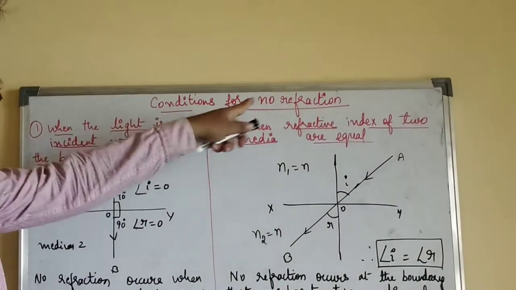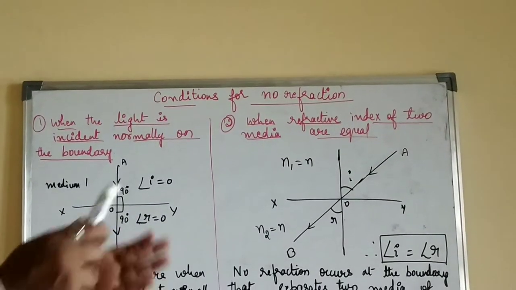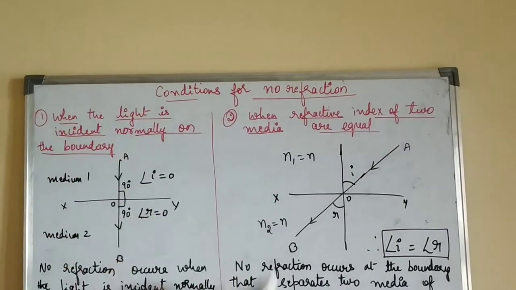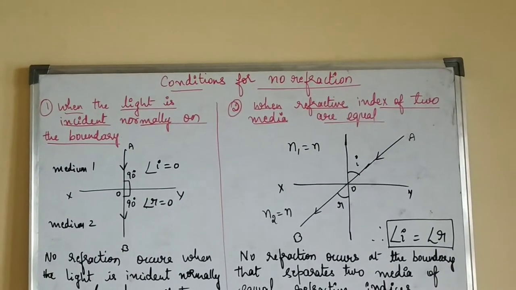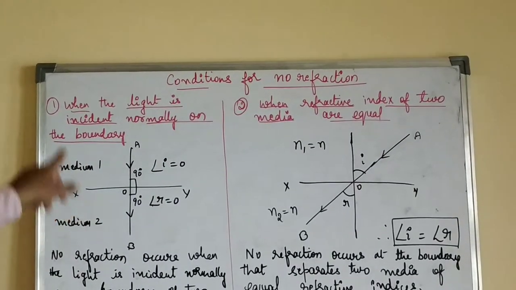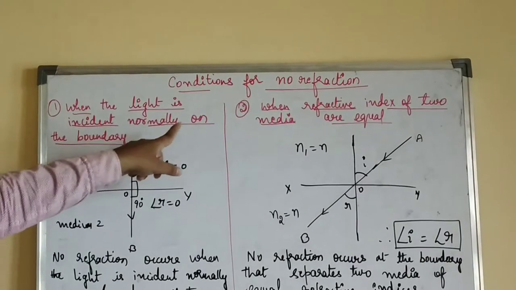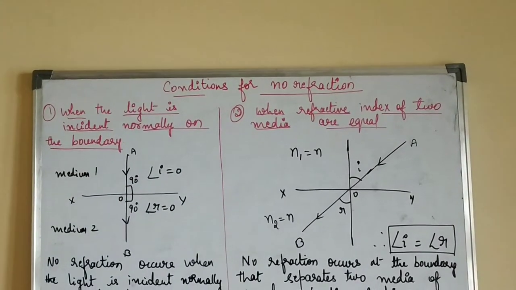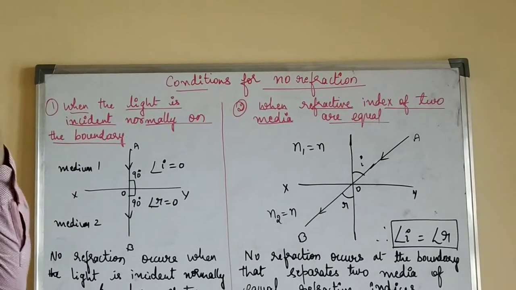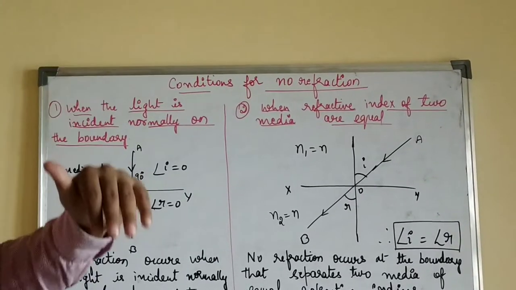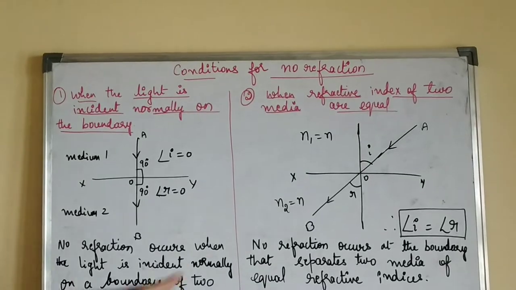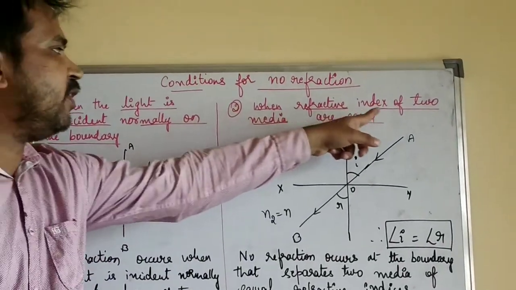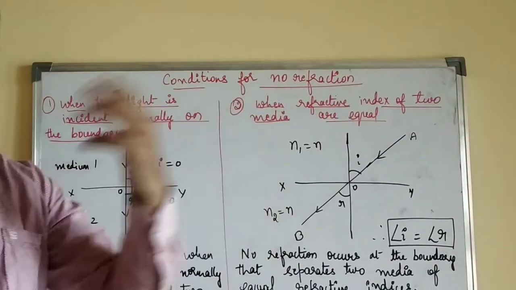Now students, let us move further. We have conditions for no refraction, meaning at what conditions there is not at all any refraction. There are two conditions. One is when the light is incident normally on the boundary. You have got the idea; in reflection also you have studied. Second condition, when the refractive index of the two media are equal.